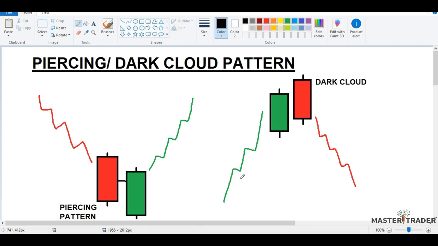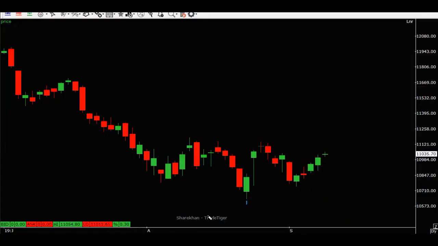And on the contrary, we have the dark cloud pattern, which is in an uptrend, right? When price is going up, you see a red candle that gaps up, that gaps above yesterday's closing price, right? This is the opening price, and it closes below 50%. This is half of the previous day candle. It closes 50% below yesterday's candle, right? So you can see it has closed below the 50% mark of yesterday's candle. So this is known as a dark cloud pattern. Again, a very strong reversal signal, right? Strong reversal pattern. So let's go to the charts and see some examples.